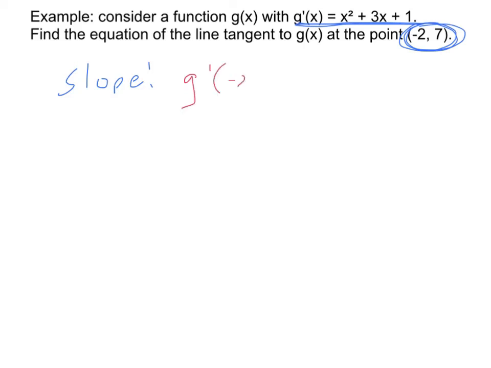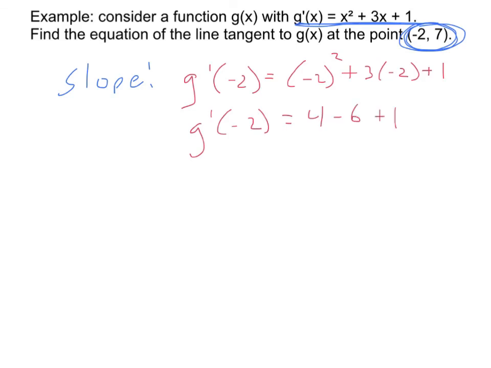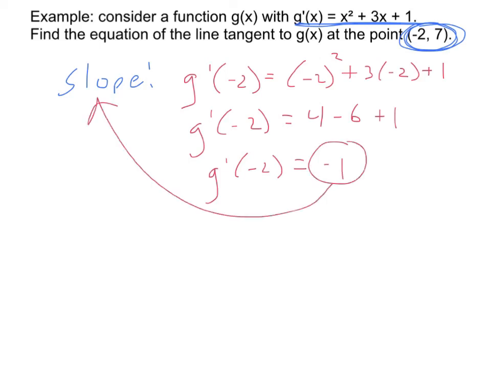We've got g prime of negative 2 is negative 2 squared plus 3 times negative 2 plus 1. So g prime of negative 2 is 4 minus 6 plus 1. That means g prime of negative 2 is negative 1, and this thing is the slope that I was looking for. Now I have a slope and I have a point, so because we love point-slope form now, we can very quickly write the equation. Y minus 7 equals negative 1 was the slope, right? Negative 1 times x minus negative 2, so plus 2.